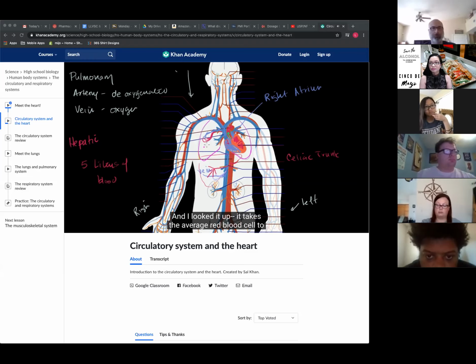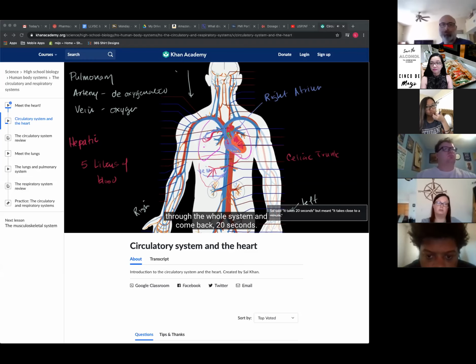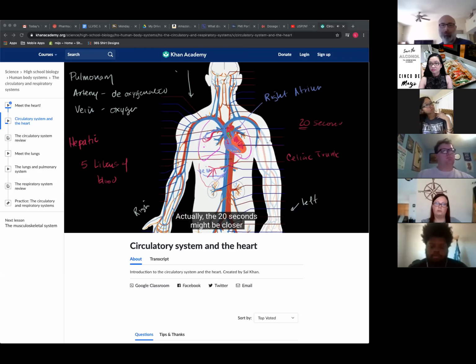And I looked it up. On average, it takes the average red blood cell 20 seconds to go from one point in the circulatory system, go through the whole system, and come back. That's an average, because you can imagine there might be some red blood cells that get stuck someplace and take a little bit more time, and some go through the completely perfect route. Actually, the 20 seconds might be closer to the perfect route.